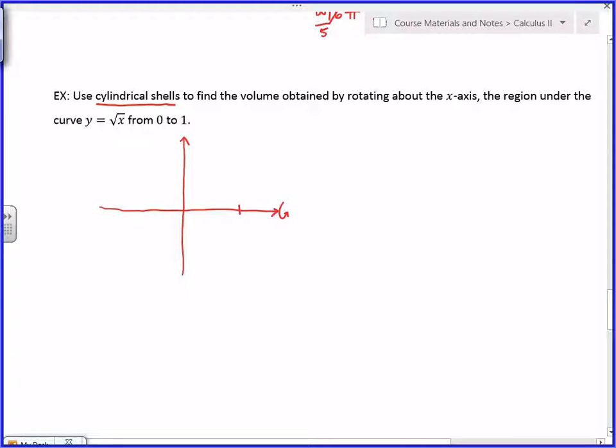That's like x equals y squared. So it's like a parabola, but it's on its side, right? So it actually ends up looking like a sideways parabola like that, and only the top half of it. Okay, so we're rotating it around the x-axis, so it's a sideways bowl, right?